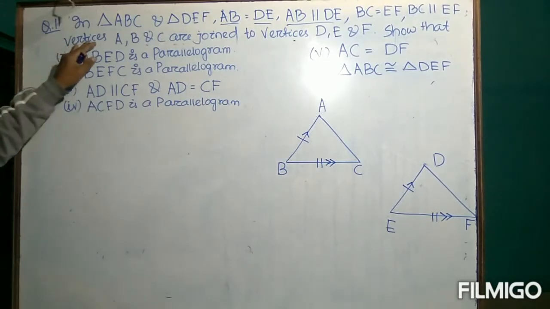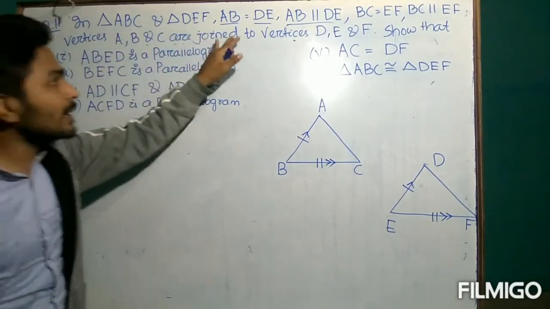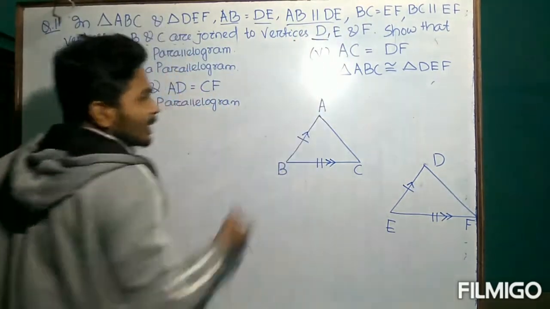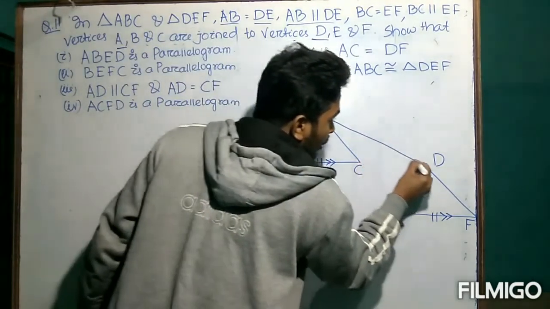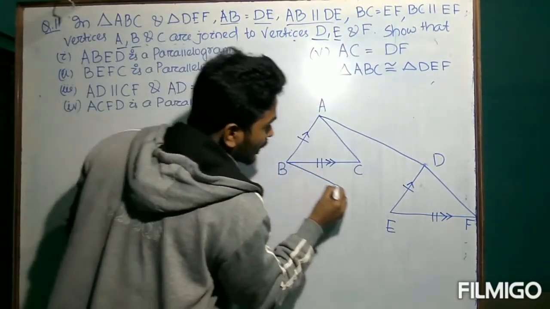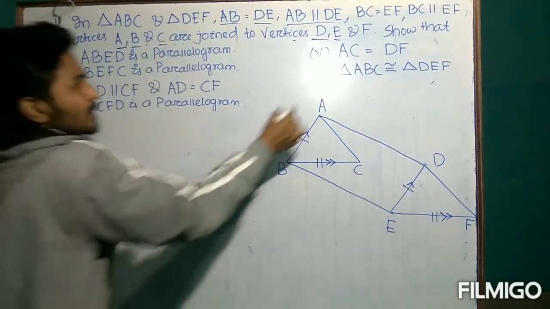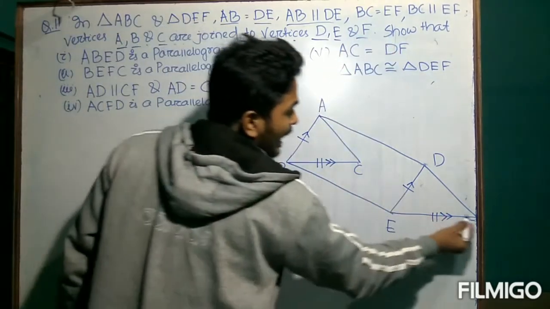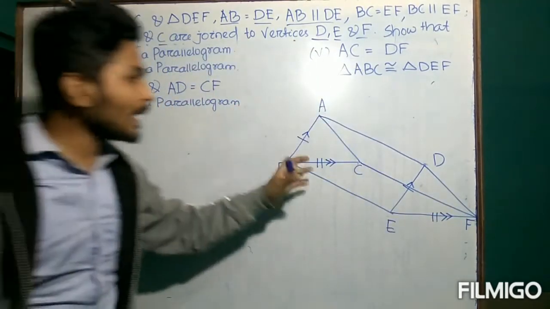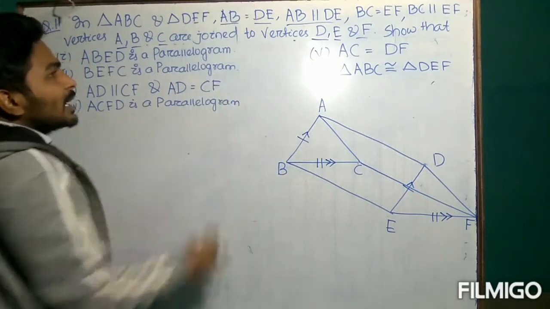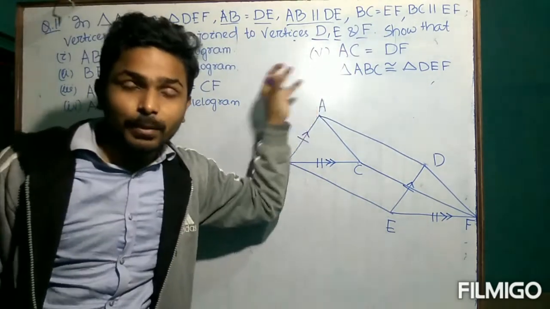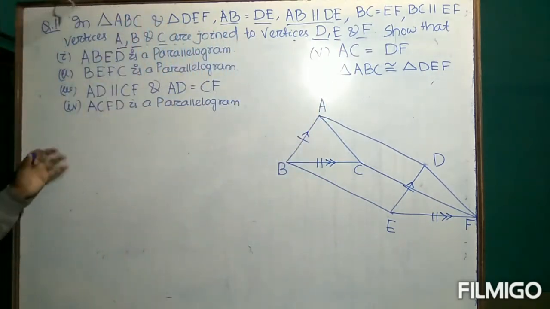And now the vertices A, B and C are joined to vertices D, E and F. So vertex A is joined to vertex D, so let's join them. Vertex B is joined to vertex E, so let's join. And vertex C must be joined to vertex F. Okay, so this is the final figure that we are trying to draw. From the above data, we have to show that there are 6 possible proofs.